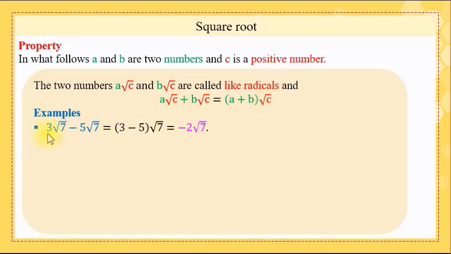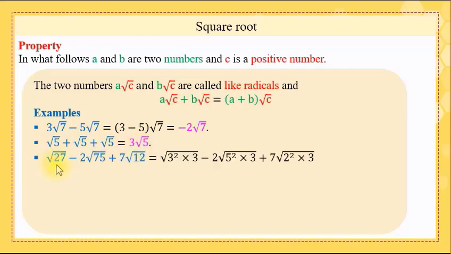Example, if we have 3 radical 7 minus 5 radical 7, we subtract 3 minus 5 and we keep radical 7. Then we have minus 2 radical 7. If we have radical 5 plus radical 5 plus radical 5, we add 1 plus 1 plus 1, we have 3 radical 5. So we add the numbers outside and keep the radical the same.